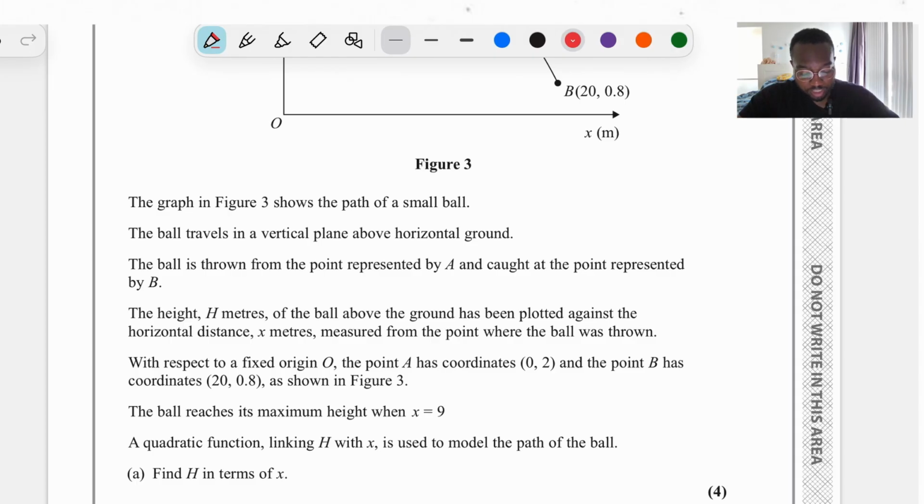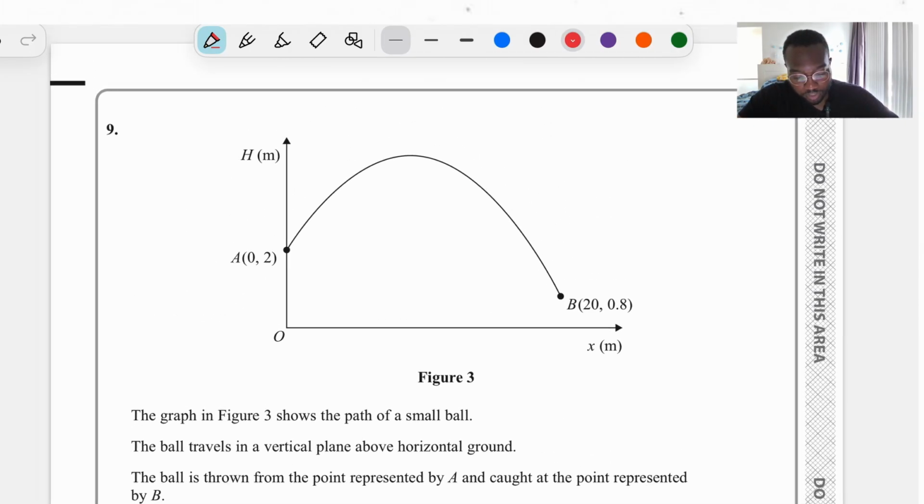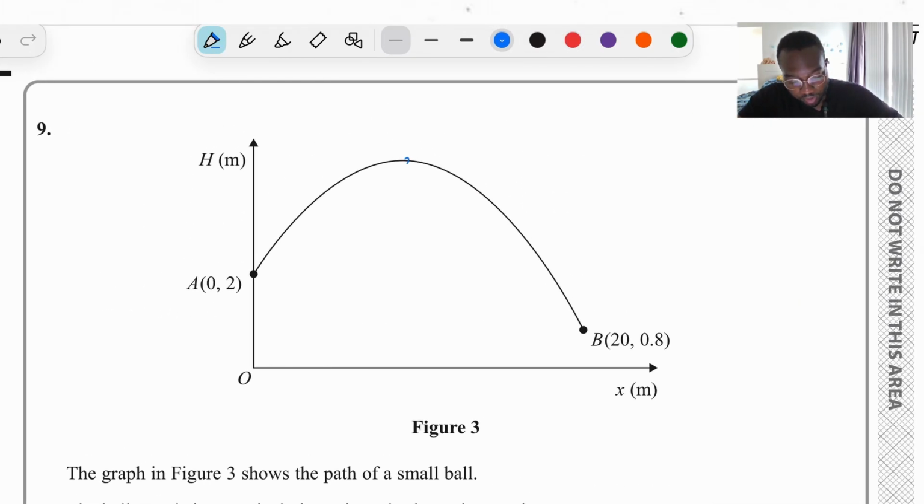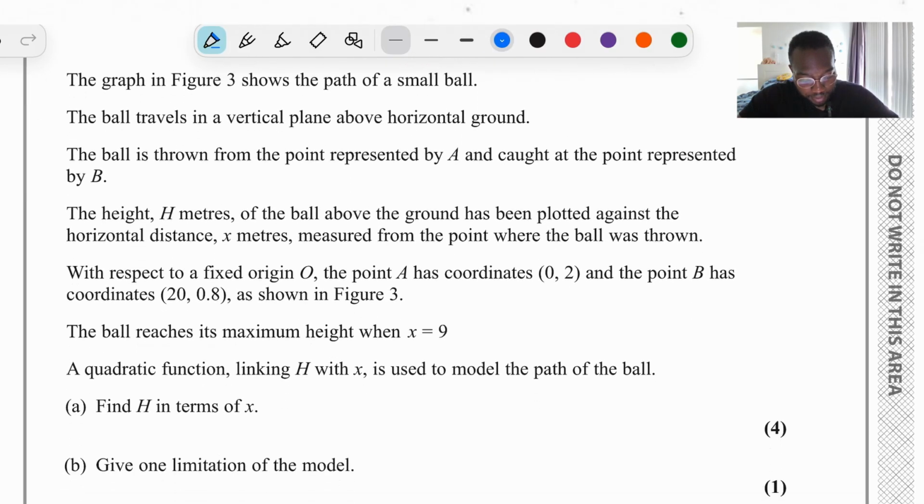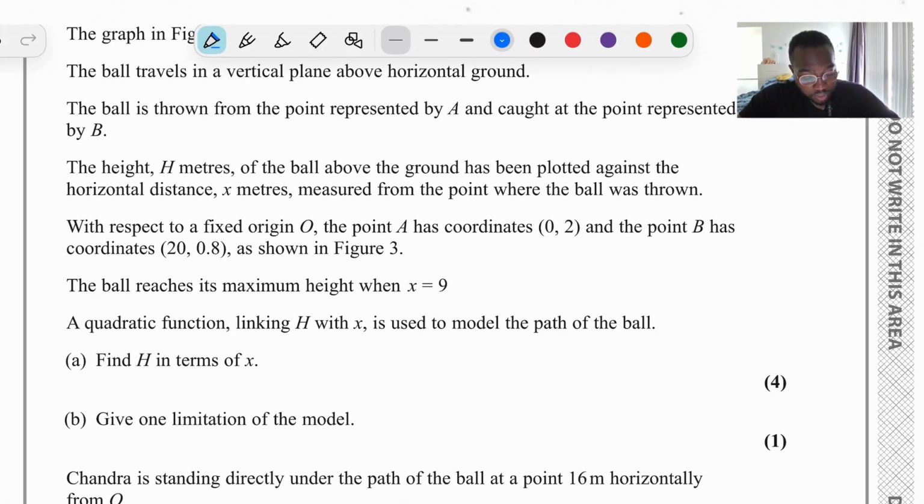The ball reaches a maximum height when x equals 9. Effectively, that is just this point here. This point has an x coordinate of 9, and then we have some y value which we don't know yet. And we're told that a quadratic function linking h with x is used to model the path of the ball. We need to find h in terms of x.